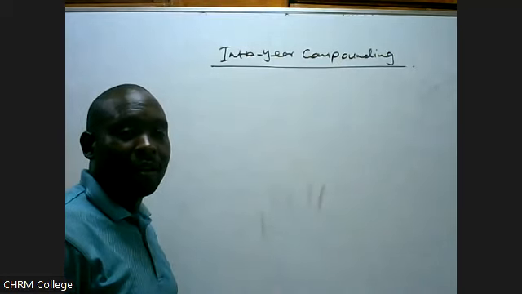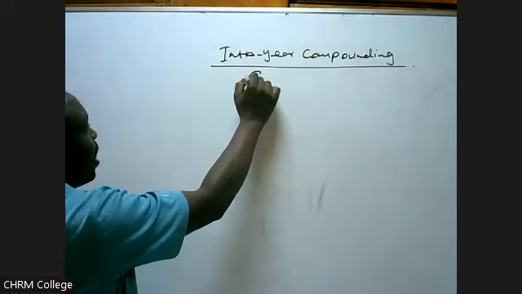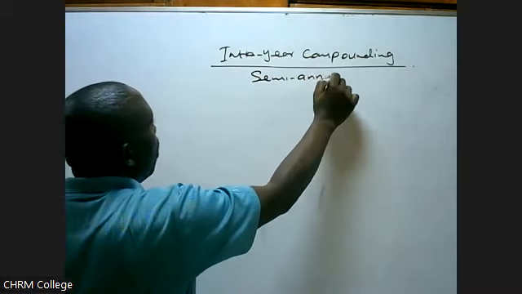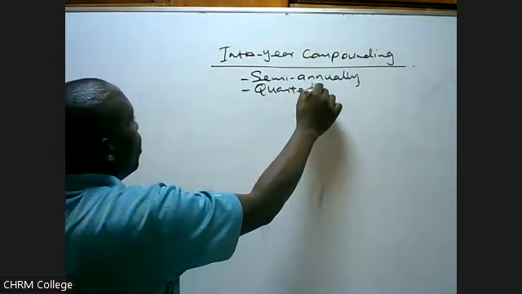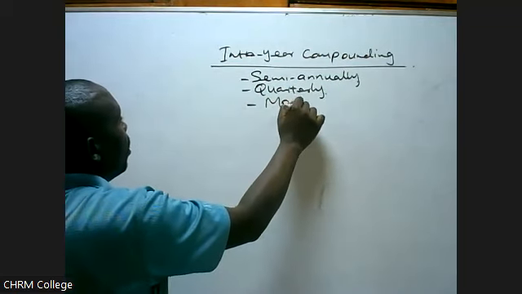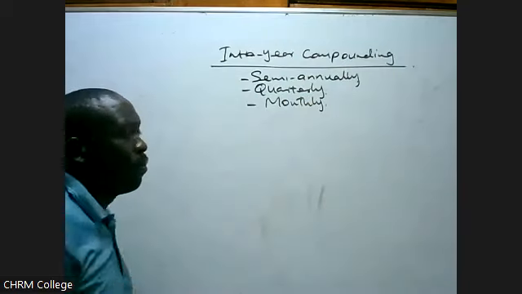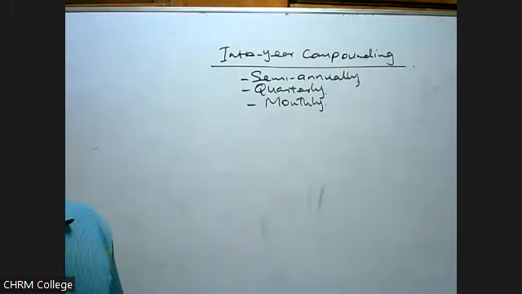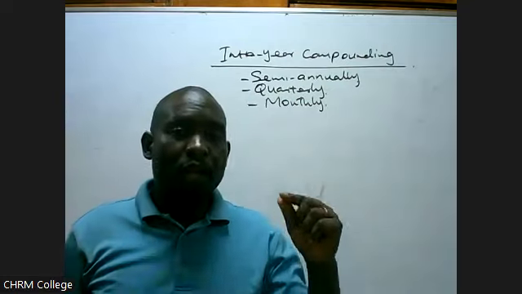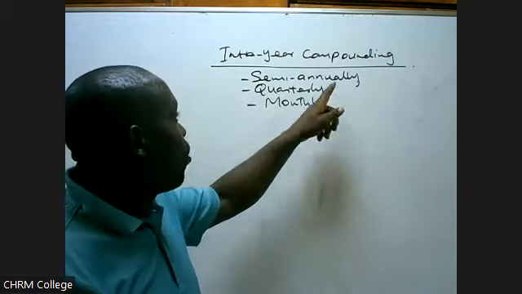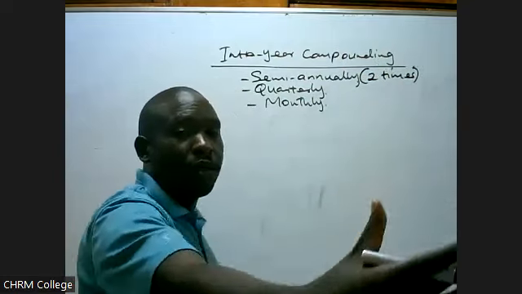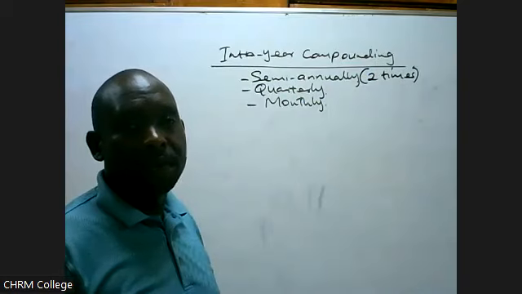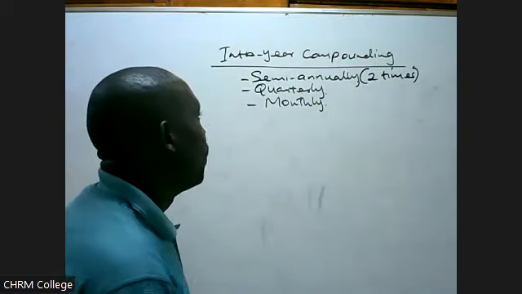Under that case, you can find that compounding is done semi-annually. Compounding can be done quarterly, or it can be done monthly. Those are the most commonly used types of intra-year compounding. So instead of doing compounding once in a year, under semi-annually we do it 2 times. We do it at the middle of the year and at the end of the year. After 6 months, we do the compounding.